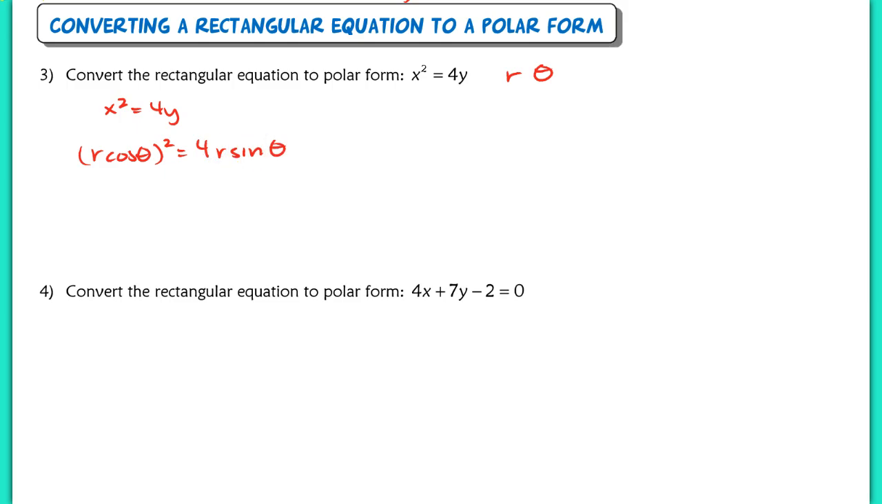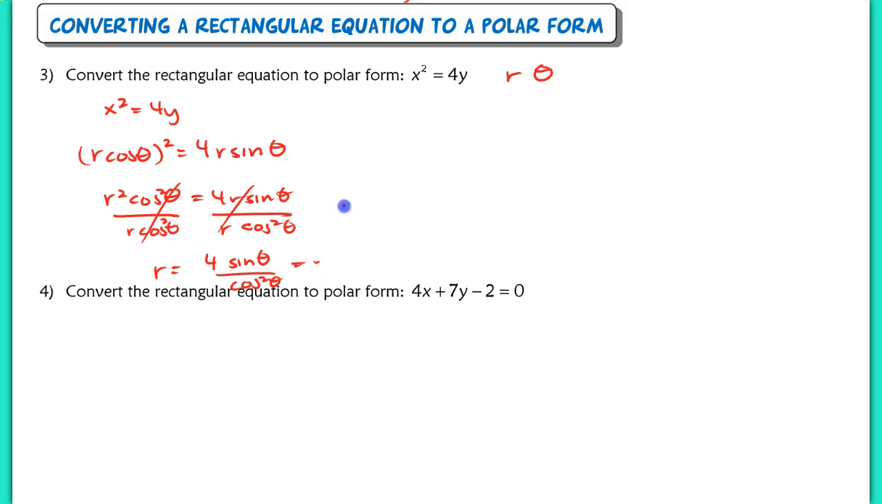And then from here I'm just going to simplify a little bit. So this is going to give me r squared times the cosine of theta squared equaling 4 times r sine theta. It's customary to try to isolate r. So let's say I divided by r over the cosine squared theta. Well, over here, those r's are going to cancel, so I'm left with r equaling 4 times the sine of theta over cosine squared theta, which your book will probably simplify even further from here.